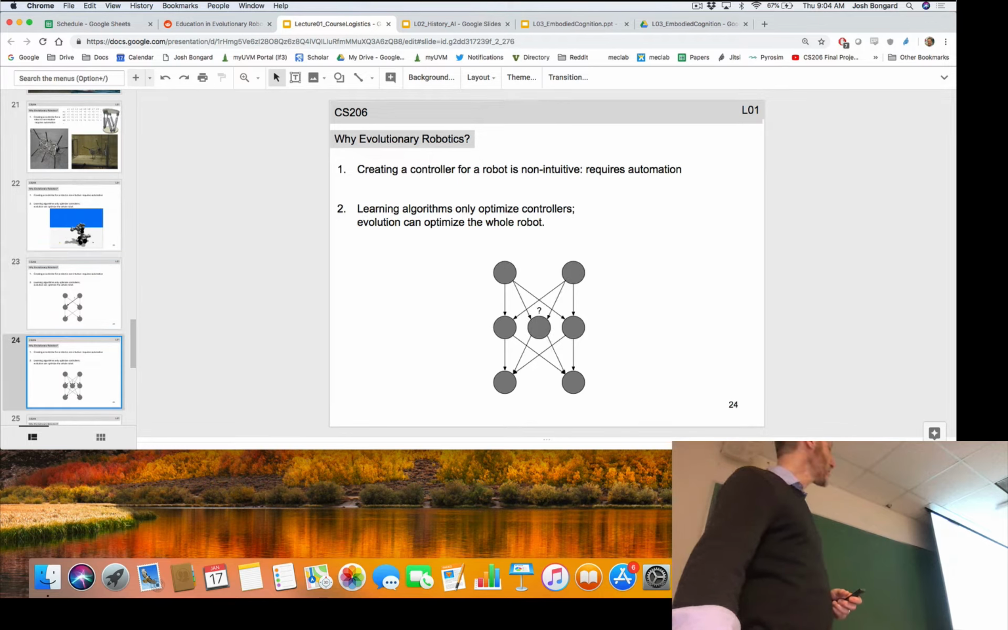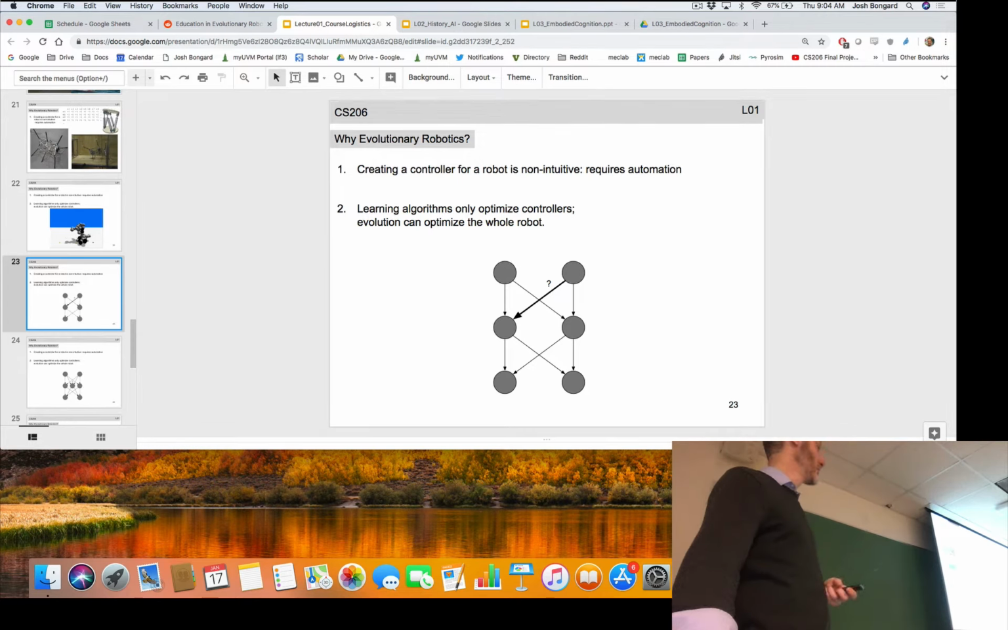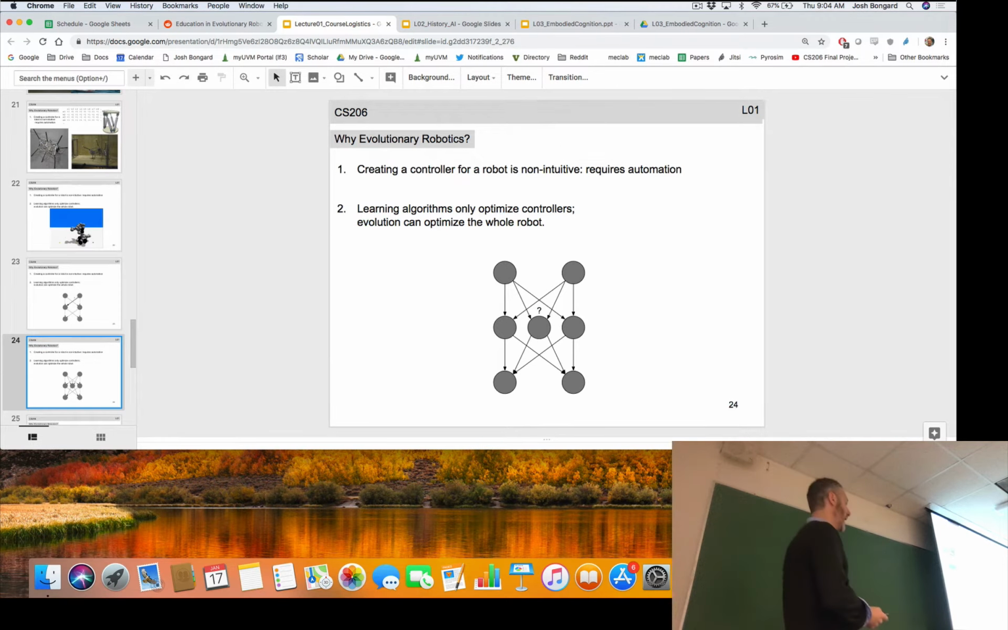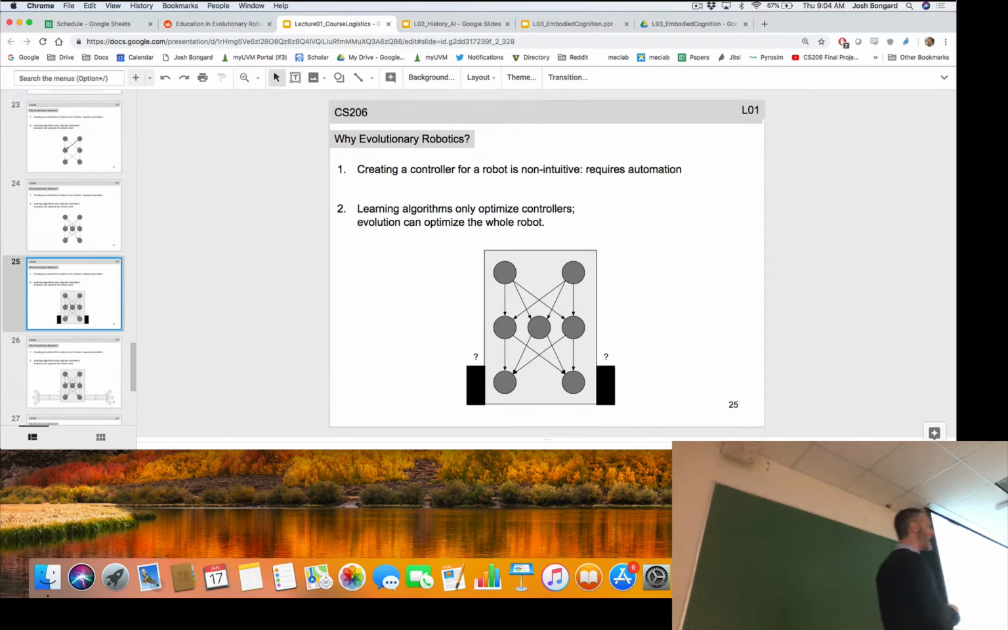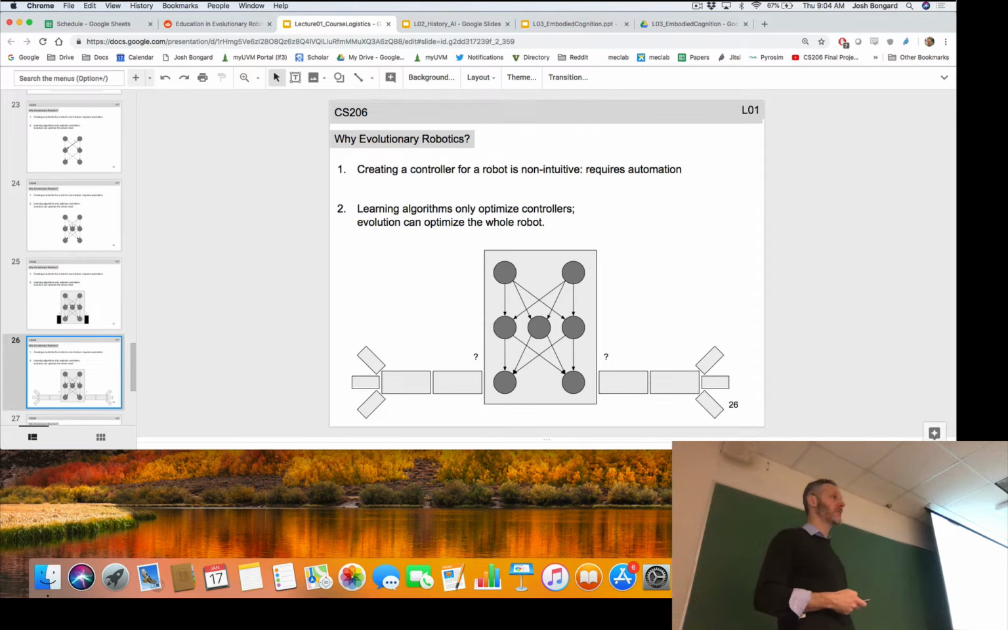What about the structure of the neural network? Why 6 neurons? Why not 7? Finding the structure of a neural network for, in our case, a robot, is an open question. Nobody knows how to do that well. What about finding the body of the robot itself? Let's say we have a wheeled robot or a legged robot. We have some task we want the robot to perform. Are wheels better or are legs better?